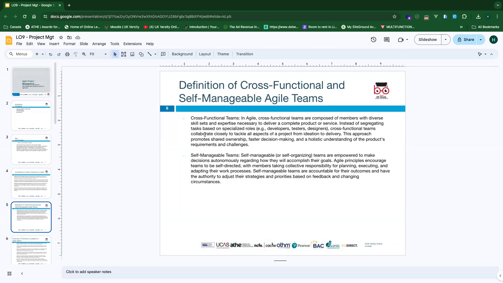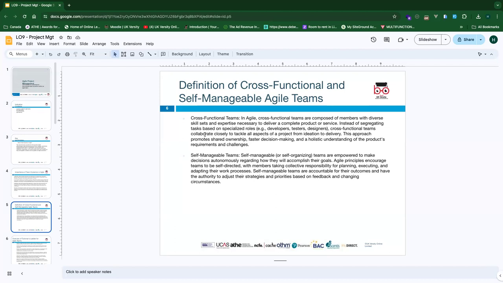Self-manageable teams are empowered to manage decisions autonomously regarding how they will accomplish their goals. Agile principles encourage teams to be self-directed, with members taking collective responsibility for planning, executing, and adapting their work process. Self-manageable teams are accountable for their outcomes and have the authority to adjust their strategies and prioritize based on feedback and changing circumstances. So in this part, you are the owner of your work.